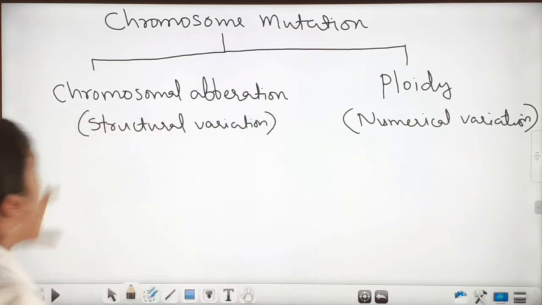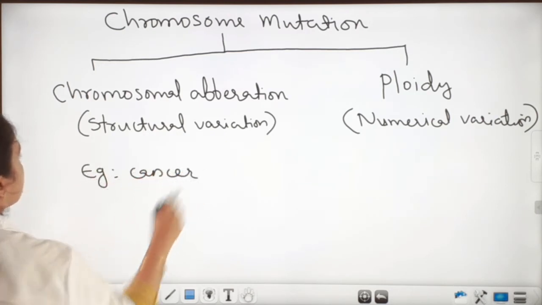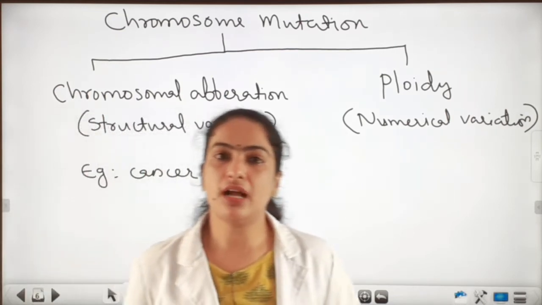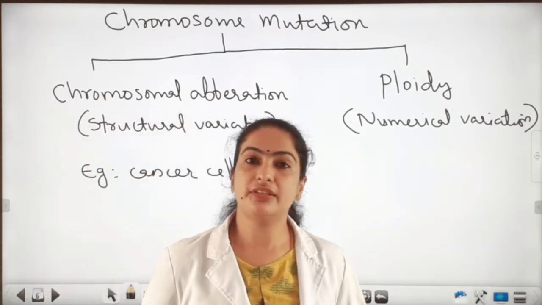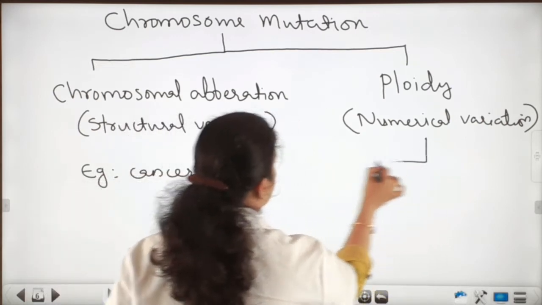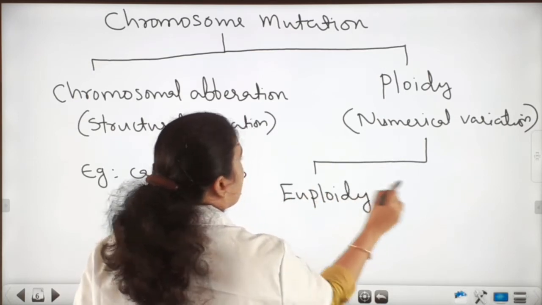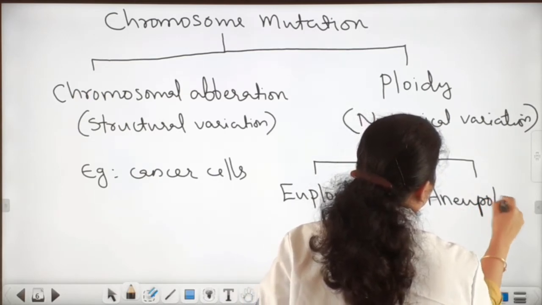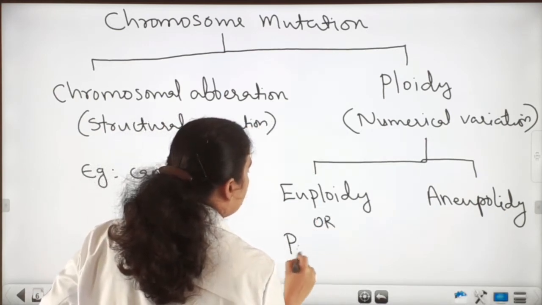For example, we can see this chromosomal aberration in cancer cells. So the cancer cells are showing these chromosomal aberrations. And next is the ploidy. Ploidy is the change in the number of chromosomes. As I told you, the ploidy is of two types. They are euploidy and aneuploidy. Euploidy is also known as polyploidy.